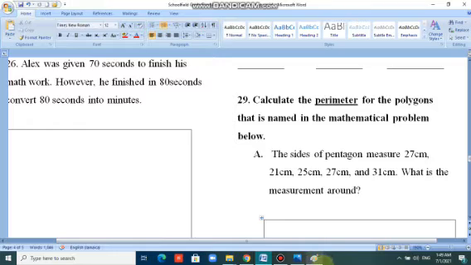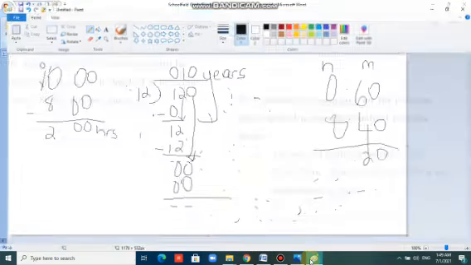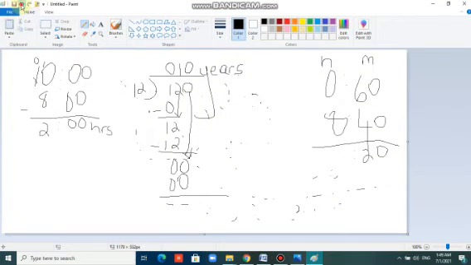So we know that perimeter is the distance around the outside of a shape. So when you add up all of this, 27, 21, let me add it up quickly and see what the answer is.